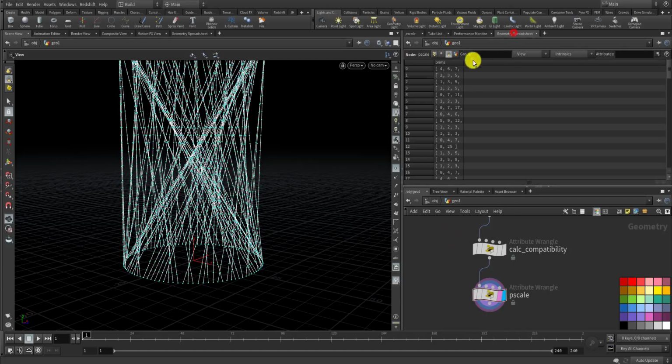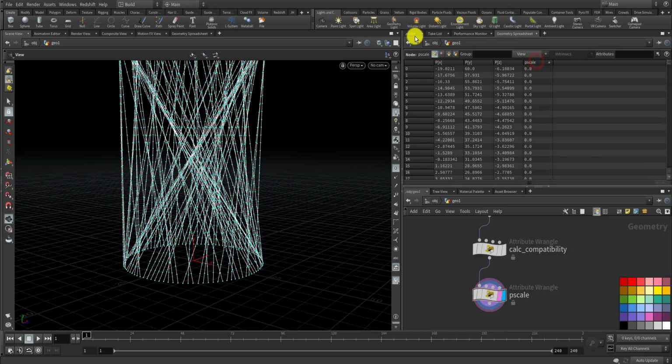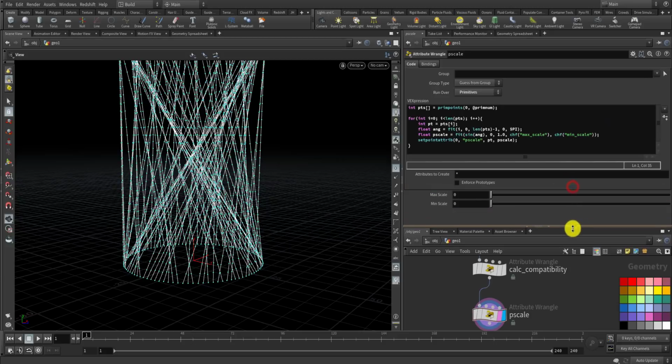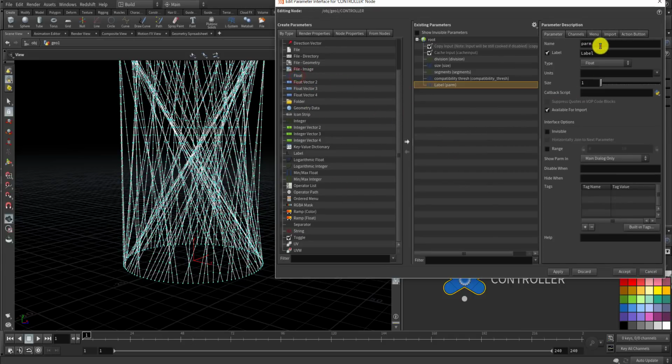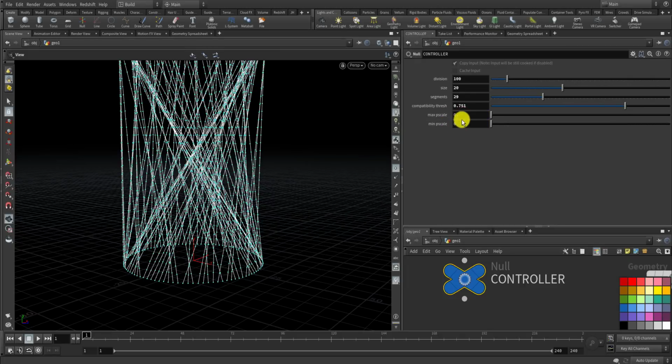Okay, let's see. For each point, I have, okay, 0 because I have to promote the parameters here. And let's also give a parameter for the main controller. Naming max P scale and minimum P scale. Right, and for each, let's set the value in between 0 to 1, or I could say 0 to 10, probably. Okay, apply. And as an initial value, I'm just gonna set the maximum value to something like 0.3 and the minimum 0.1.